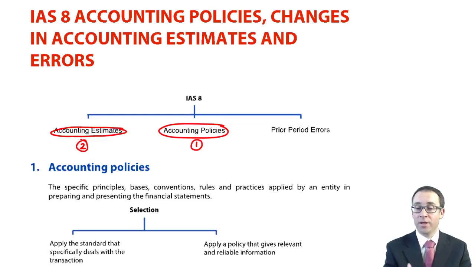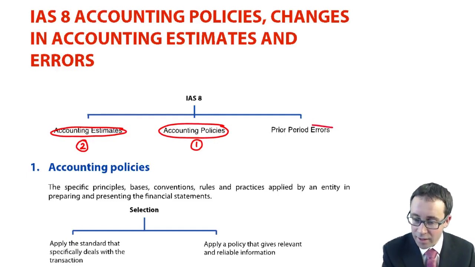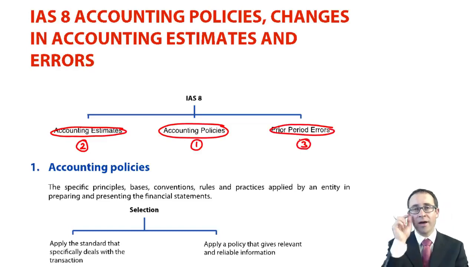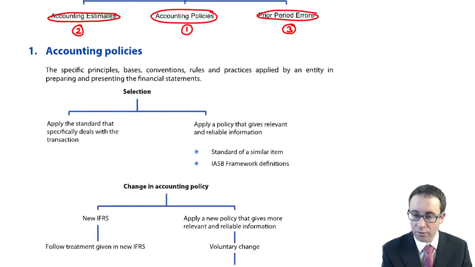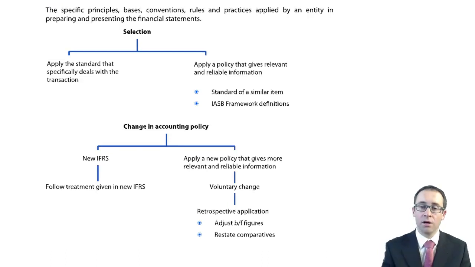And then we combine the first, policy, and the second, estimate, with what happens if we change the policy or if we change the estimate. And then third and finally, we look at what happens if you have made an error within the financial statements. How do we subsequently correct that accounting error, with the numbers having been incorrectly reported in previous accounting periods?